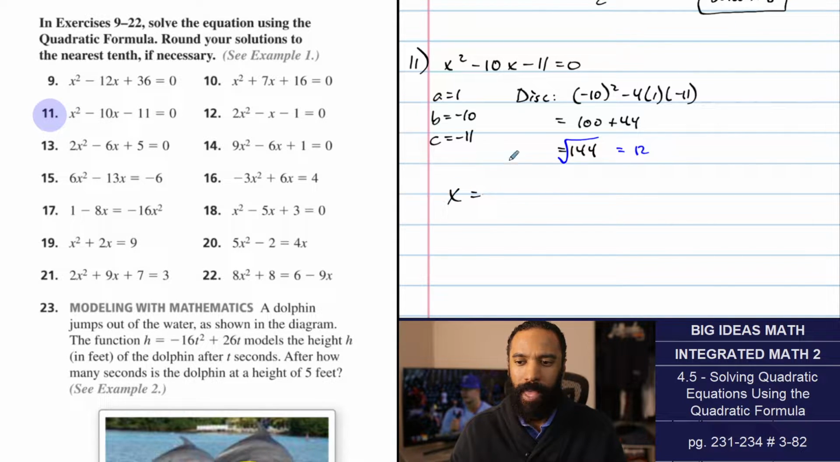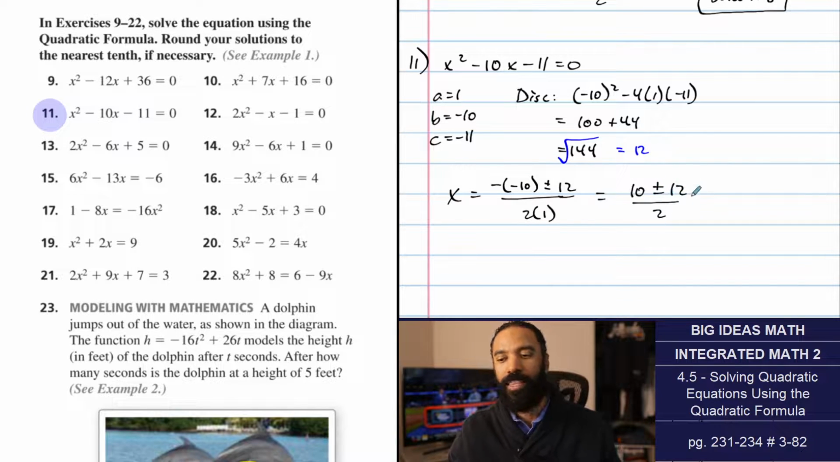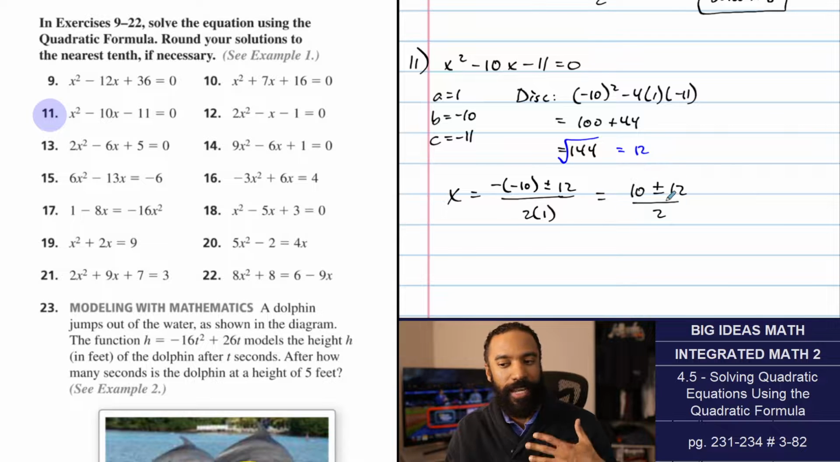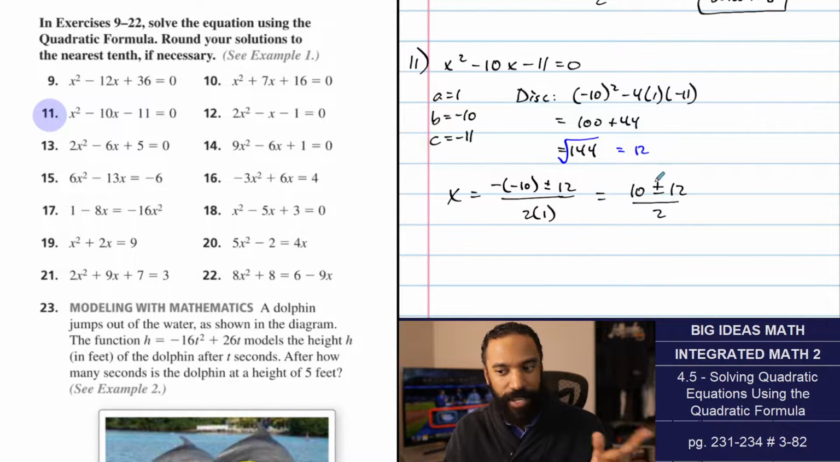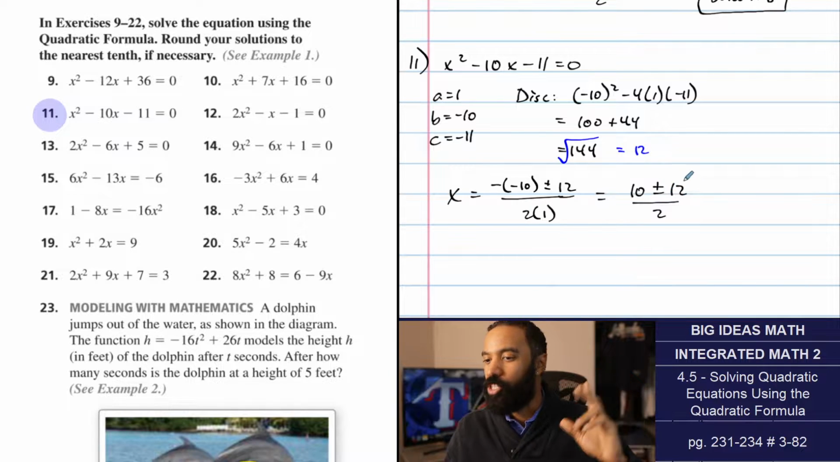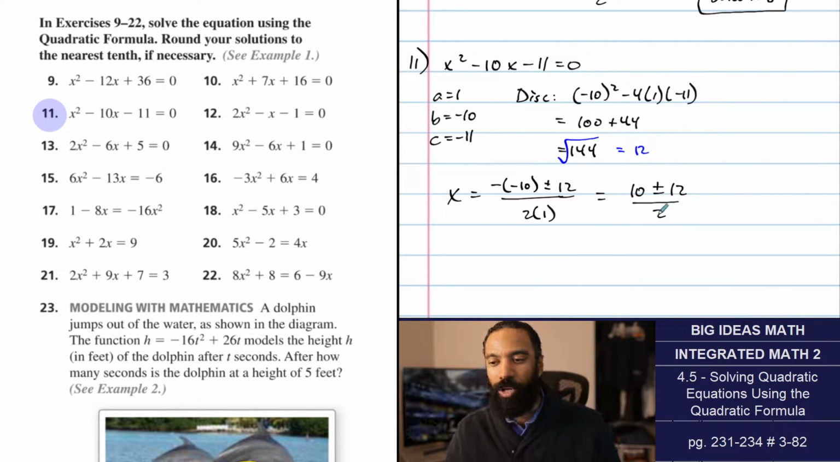So here's your formula. X equals negative b plus or minus the square root of b squared minus 4ac, boom, all over 2a. Now, what would have made this even faster is the opposite of negative 10 is 10, and plus or minus 12 all over 2. This is where I'm going to probably write it next time and go negative b, the opposite of negative 10, plus or minus the square root of b squared minus 4ac, all over 2a.